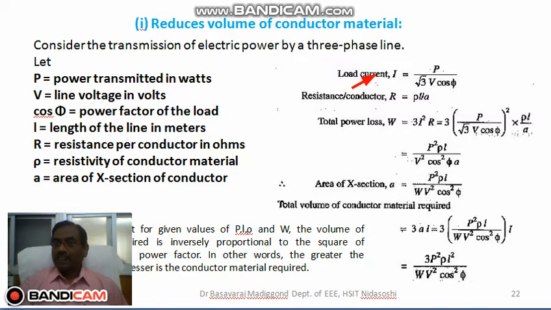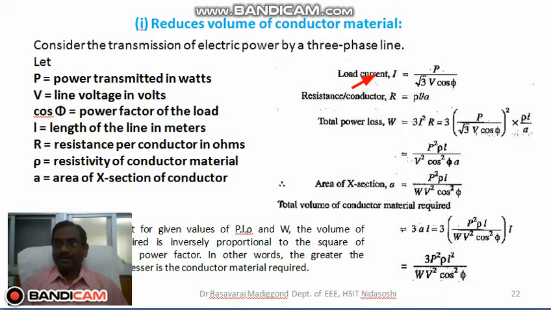This 3 is there because we have considered a three phase line. If it were single phase, the power loss would be equal to I square R only. So as it is a three phase line, the total power loss is 3 I square R.